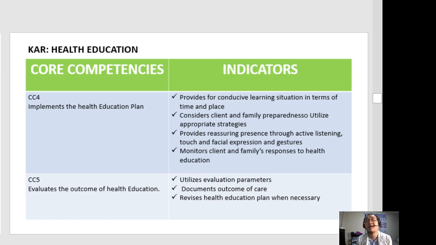And then number five, evaluate the outcome of health education. As always, the end of our nursing process is evaluation. Know if the plan, the actual setting, is successful. If not, revise. Revise when necessary. As stated in number five, evaluate the outcome of health education. Utilize evaluation parameters, document outcome of care, revise health education plan when necessary.